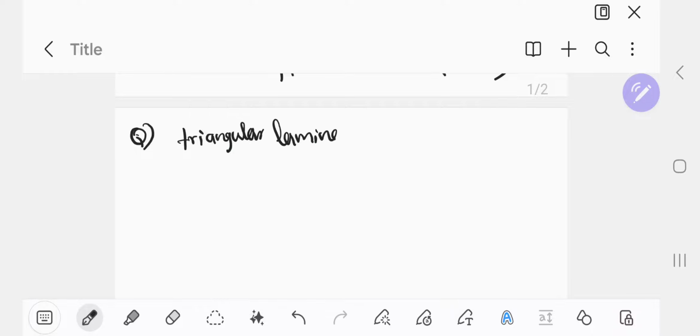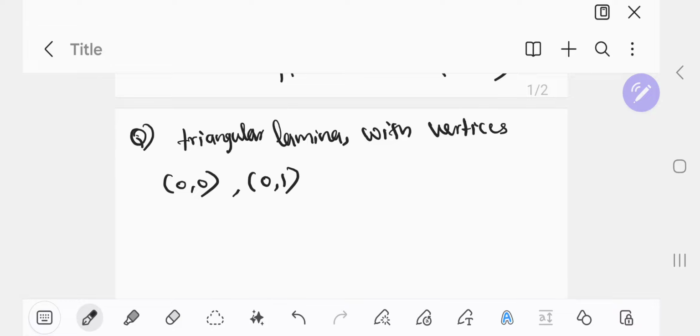Now we can do a problem. Find the center of gravity of the triangular lamina with vertices at (0, 0), (0, 1) and (1, 0).